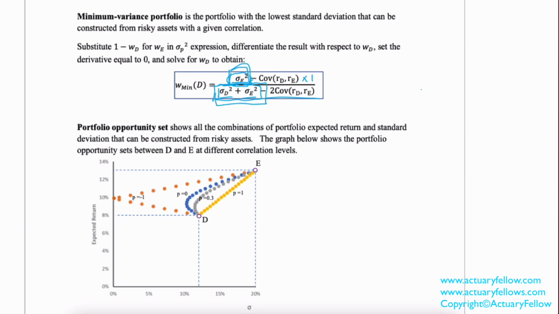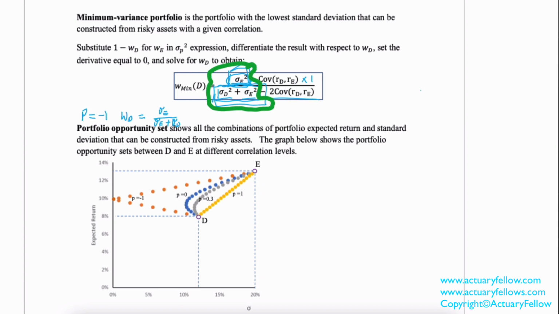A side note, we can relate this formula to the weight for the debt fund in the perfect negative correlation case, which is equal to equity fund standard deviation divided by the sum of the standard deviations. It is similar to the first part of this formula, but with standard deviation. The minimum variance portfolio is one of the portfolios on the portfolio opportunity set. It shows all combinations of portfolio expected return and standard deviation that can be constructed from risky assets.